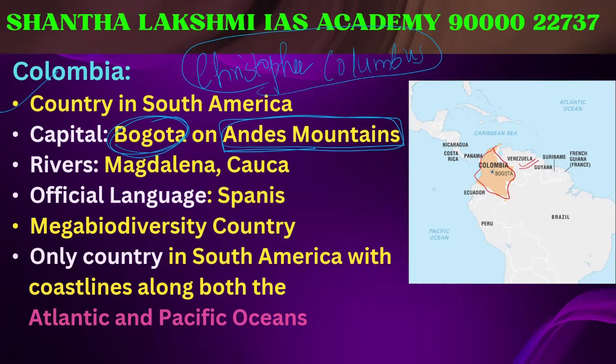It is bordered by Venezuela. Yesterday, we studied about Venezuela with its capital Caracas. And Colombia is surrounded by Venezuela, Brazil, Peru, and Ecuador. And here it is also connected with Panama. And see, it is the only country in South America with coastlands and islands along both the Pacific Ocean and the Atlantic Ocean. This Colombia is the only South American country having coastlines along both the oceans, that is the Pacific Ocean and the Atlantic Ocean.